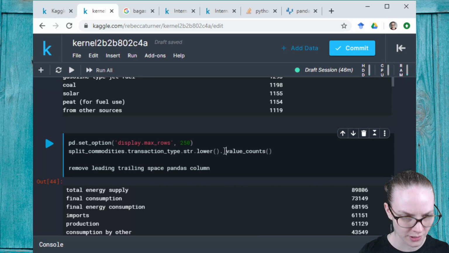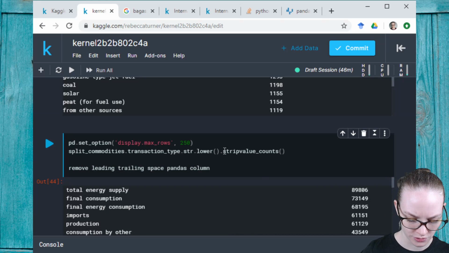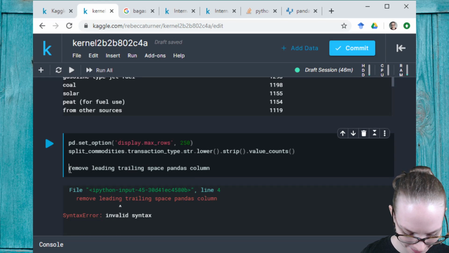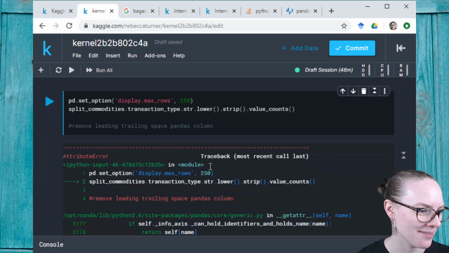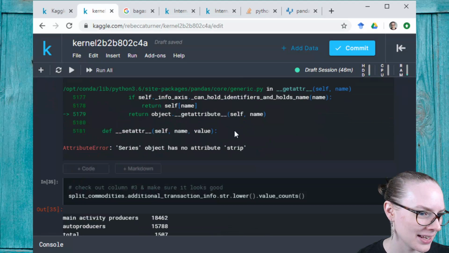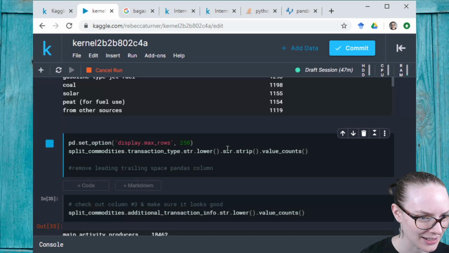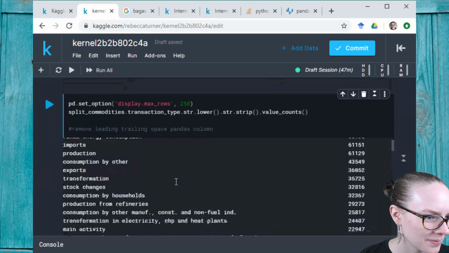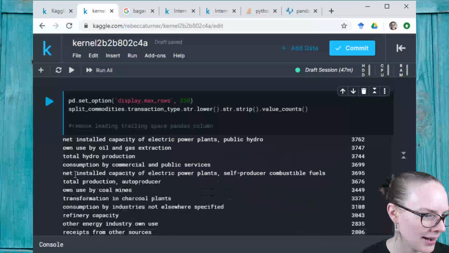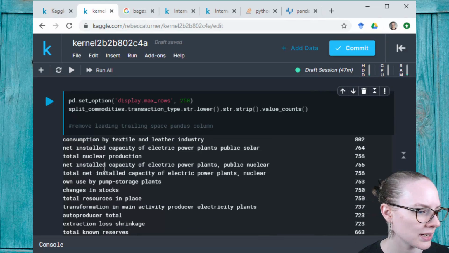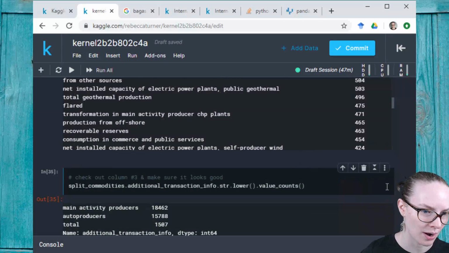String dot lower dot strip. Oh, right, yeah. That's not valid Python code. All right, it looks like I can't do those together. Can I do it like so? All right, yeah, now you can see I don't have that thing where some of them are further to the right and some of them are further to the left. It looks like I have fixed that problem.